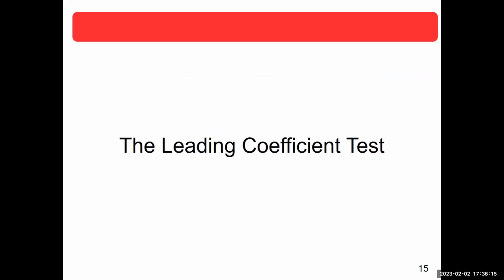Leading coefficient test. We already know that from the parabola. If we have a positive x squared, it opens like that. If it's a negative x squared, it's like that. It's very similar here. If I have an x cubed like this, then negative x cubed is like that. So from the sign, we know how the shapes look.